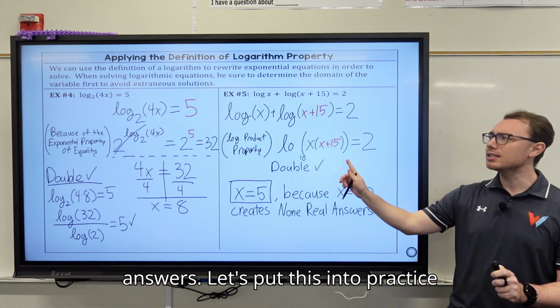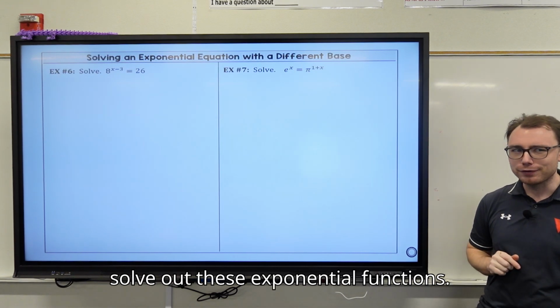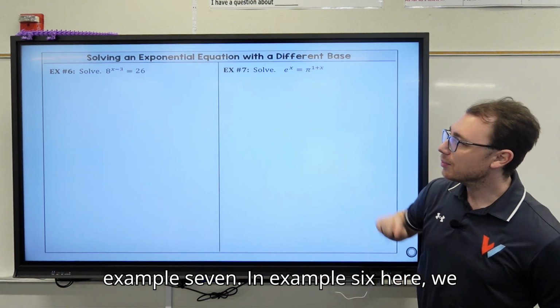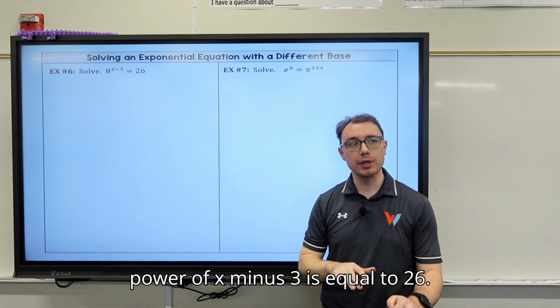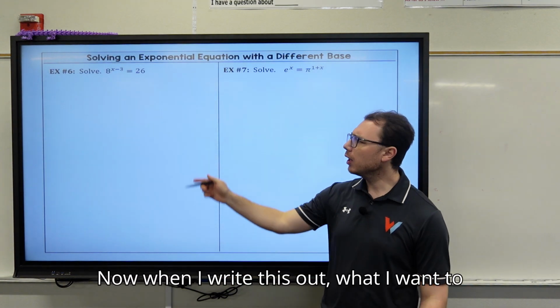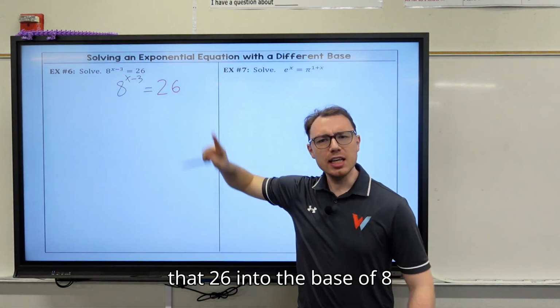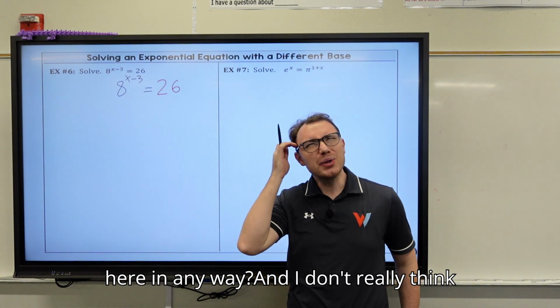Let's put this into practice here, but instead of using logs, let's solve these exponential functions. Now let's take a look at example 6 and example 7. In example 6 here, we want to try and solve 8 raised to the power of x minus 3 is equal to 26. Now when I write this out, what I want to think about is, can I manipulate that 26 into the base of 8 in any way? And I don't really think I can.